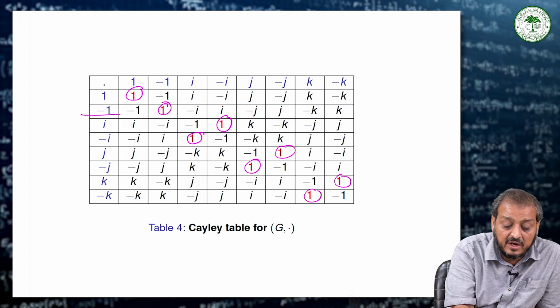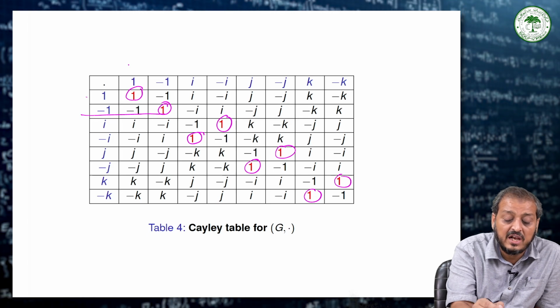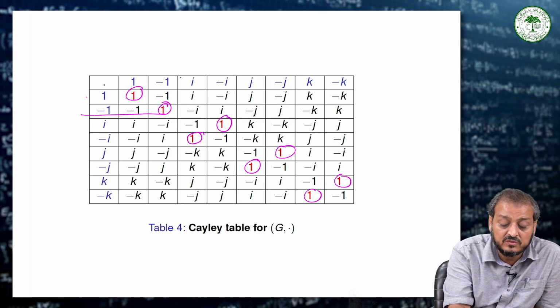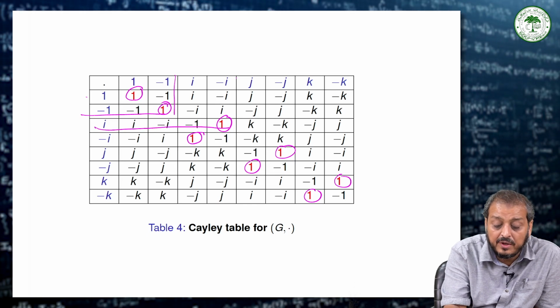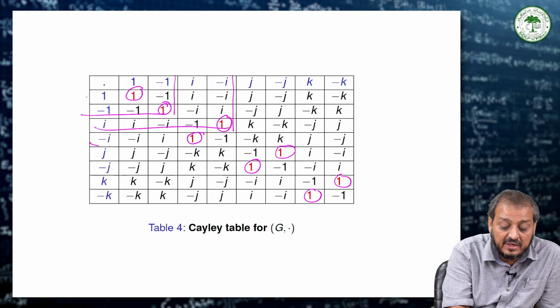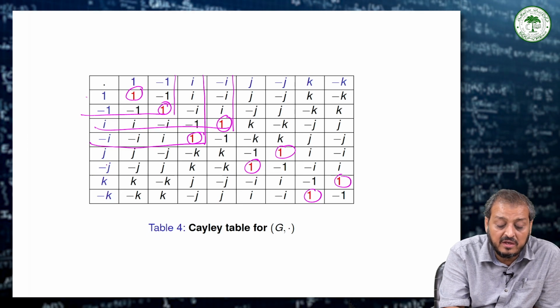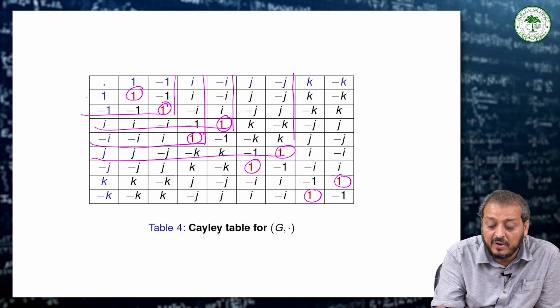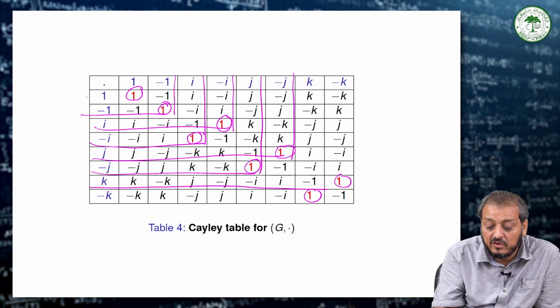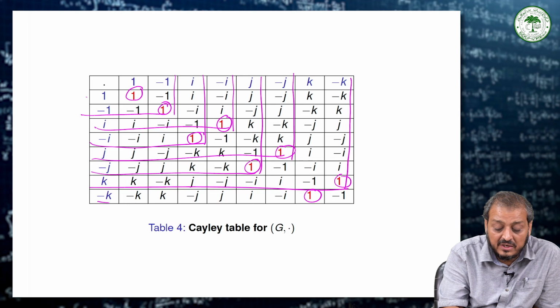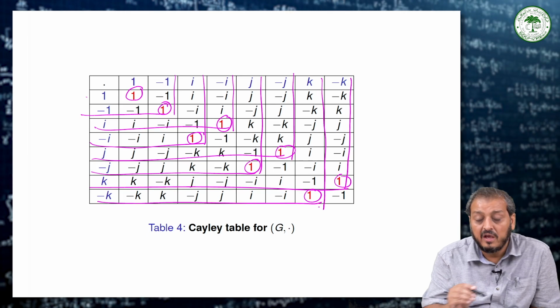Now we just see that 1 is the inverse of itself, 1 into 1 is equal to 1. Minus 1 also is the inverse of itself. Now i is the inverse of minus i, and minus i is the inverse of i, and j is the inverse of minus j, and minus j is the inverse of j, k is the inverse of minus k, and minus k is the inverse of k.